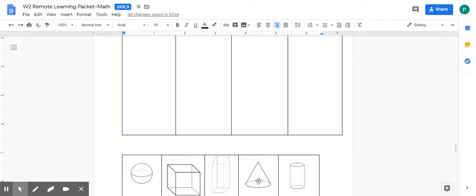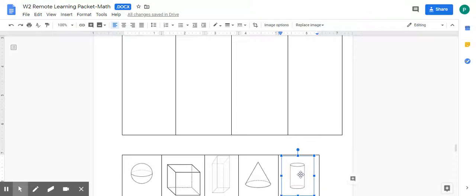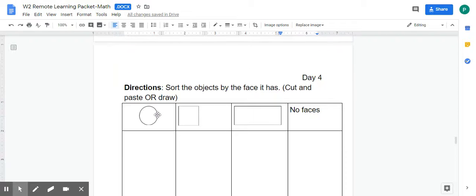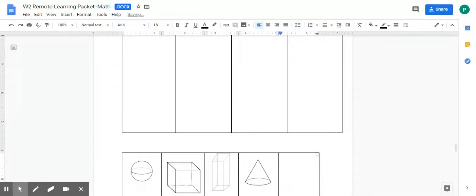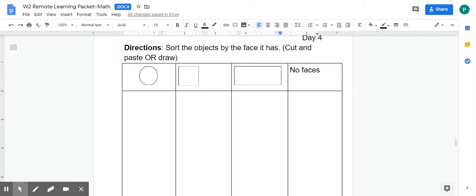So I'm just going to use a cylinder, for example. Looking at a cylinder, what kind of face does the cylinder have? Does it have a circle face, a square face, a rectangle face, or does it have no face? Well, the flat surface of a cylinder is actually a circle. So that means I'm going to cut and paste it into the circle because that is the face that a cylinder has. It is a circle.